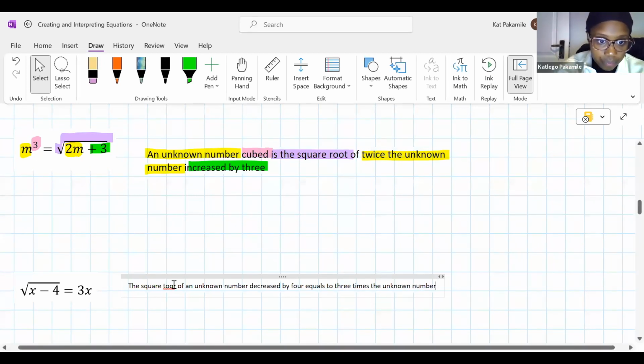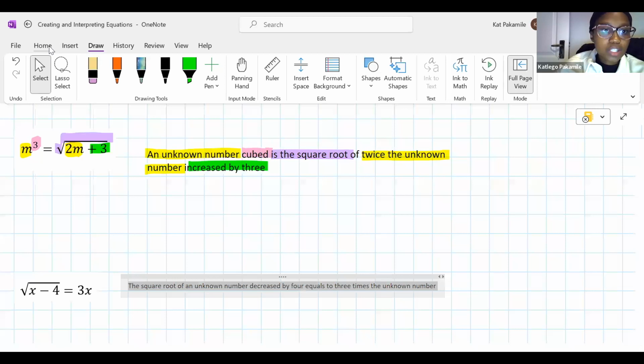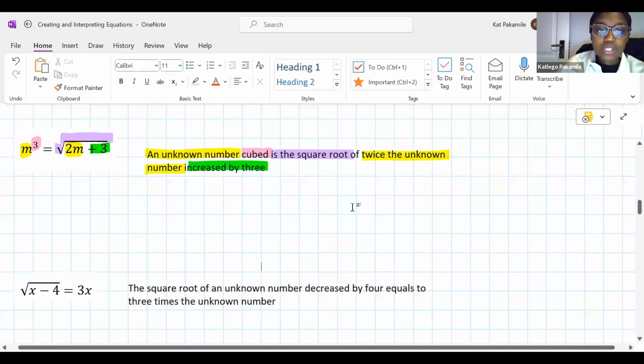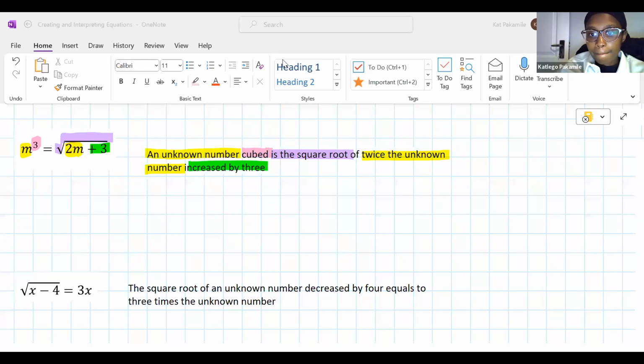So the square root of an unknown number decreased by 4 equals 3 times the unknown number. You see here, guys, the fact that you used "the" tells us that it's the same unknown number. She didn't say 3 times a unknown number, they said 3 times the unknown number. Okay, thank you, Mamelo.